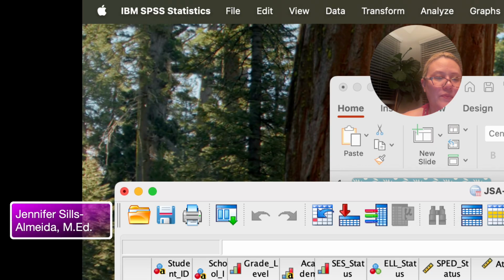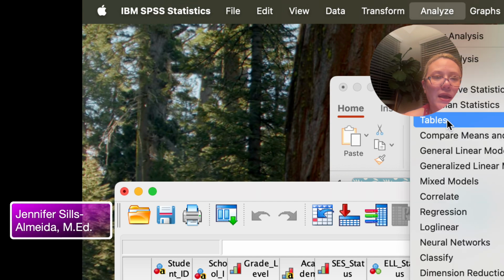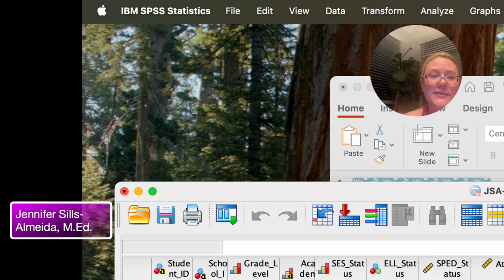Okay, so in the data view, now we have the data for all of this. This was for the grade level. These are all the students that are in 8th grade. The next thing we want to do is go to Analyze, then Compare Means, and we're going to run a one-sample t-test. In order to do that, we have to decide which of the variables we're going to be looking at.